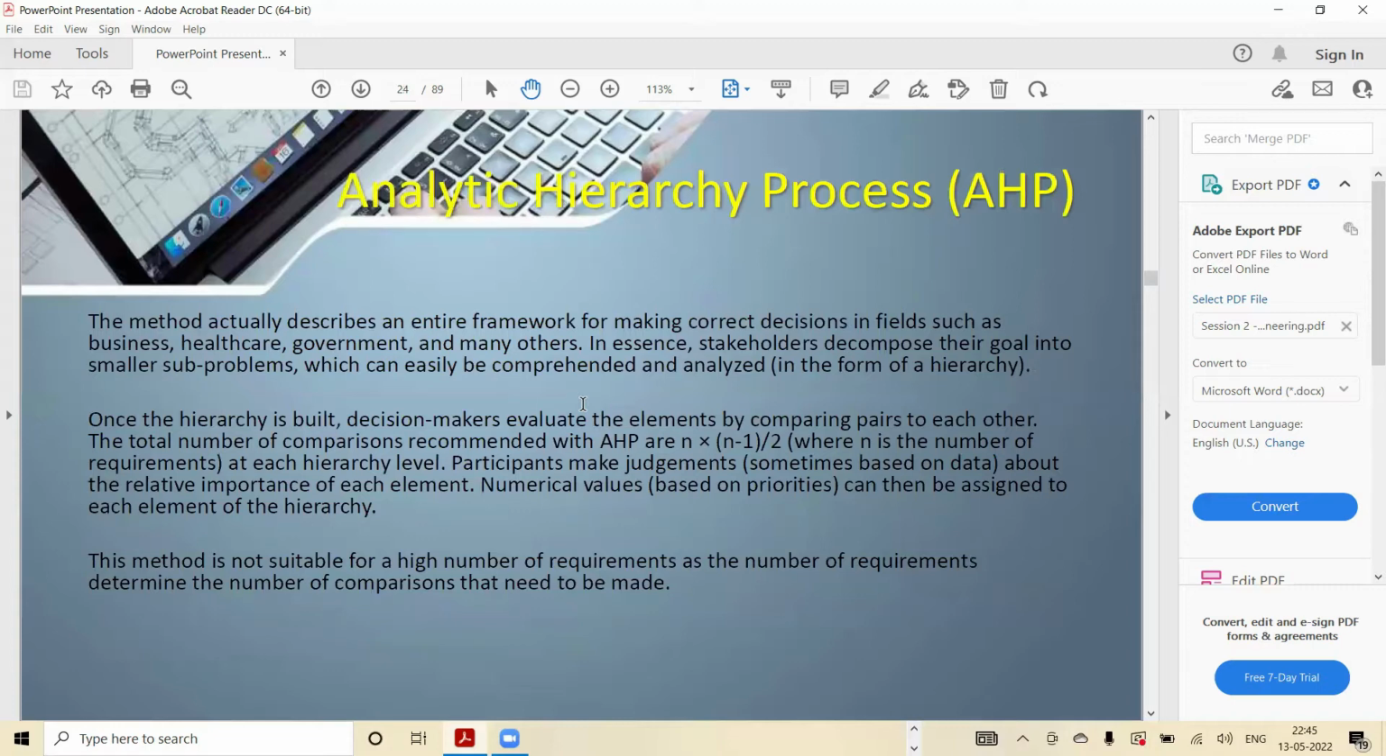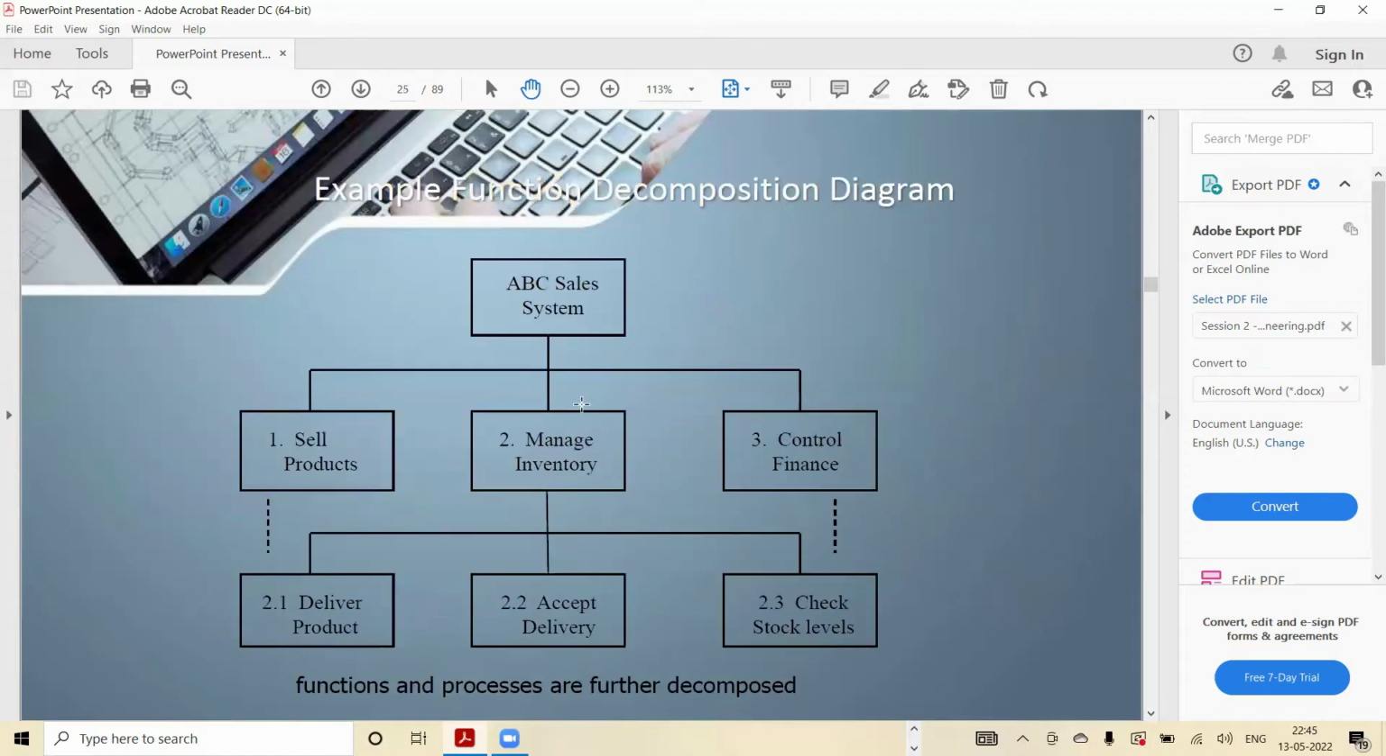Okay. The next topic is called analytic hierarchy process. It talks about the process that we follow so that we are able to achieve our objective. Most of the time, when a problem comes to us, we start thinking about the solution right away. But that's not the right thing to do.